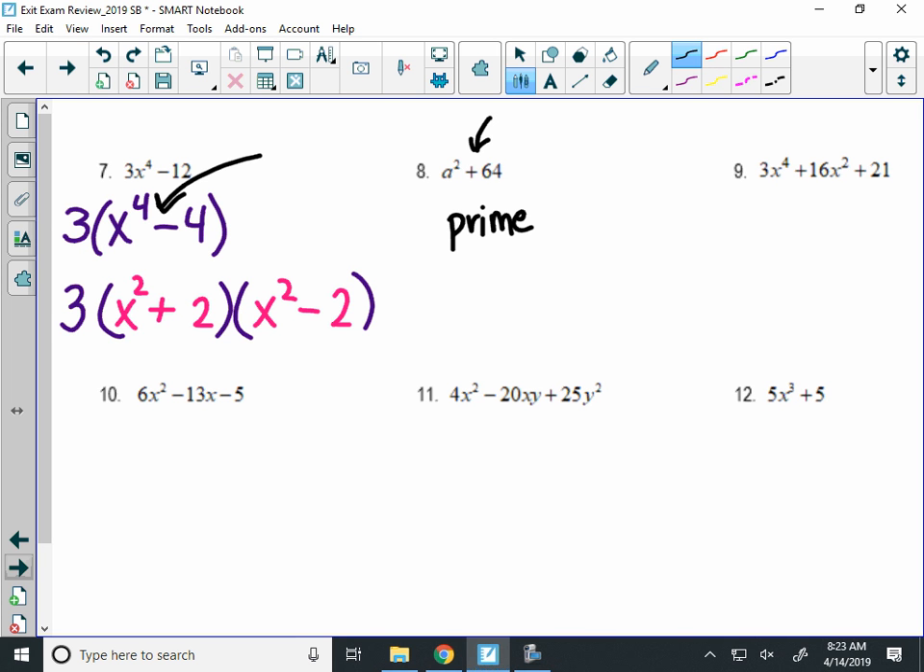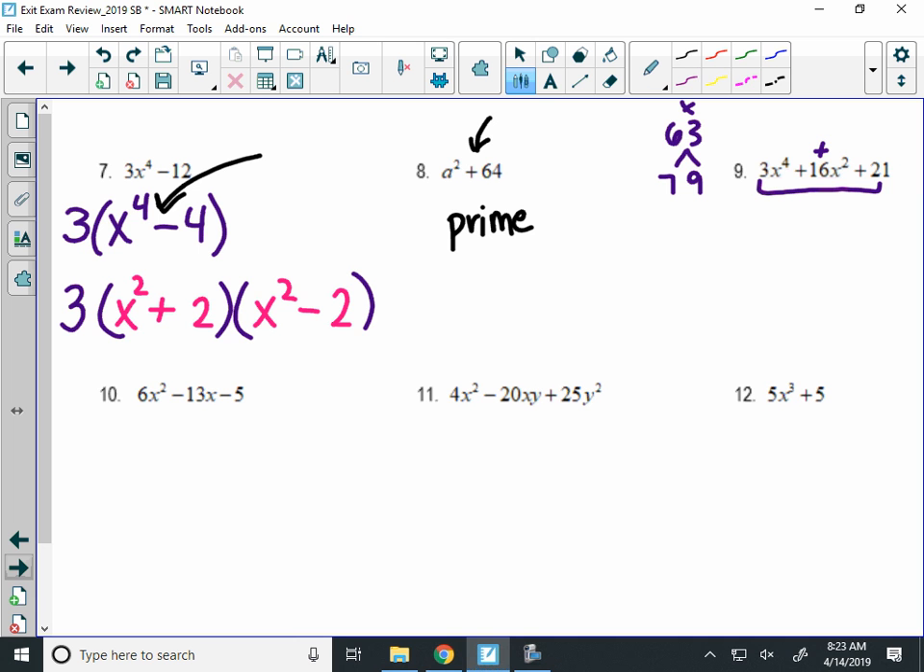Number 9, 3x to the 4th plus 16x squared plus 21. Even though this is a quartic degree 4 polynomial, it has 3 terms, so we're still going to use split the middle here. All right, so what you're going to do, you look for a GCF, there isn't one, so we're going to multiply 3 and 21. That gives us 63. And 2 numbers that are going to multiply to 63 and add to 16 are going to be 7 and 9.